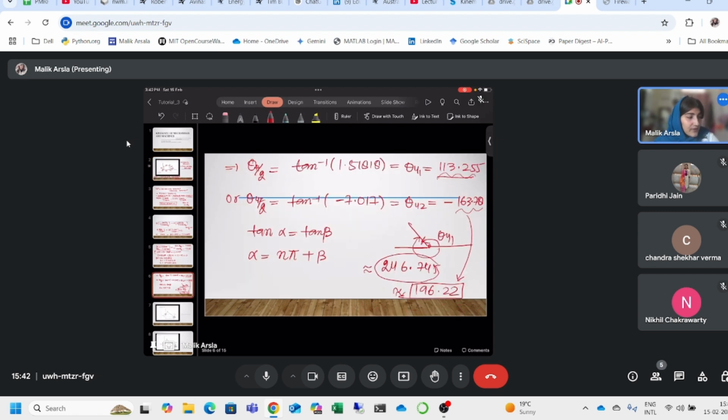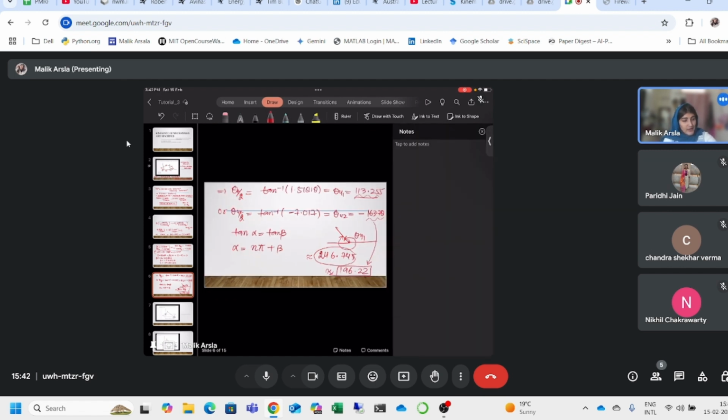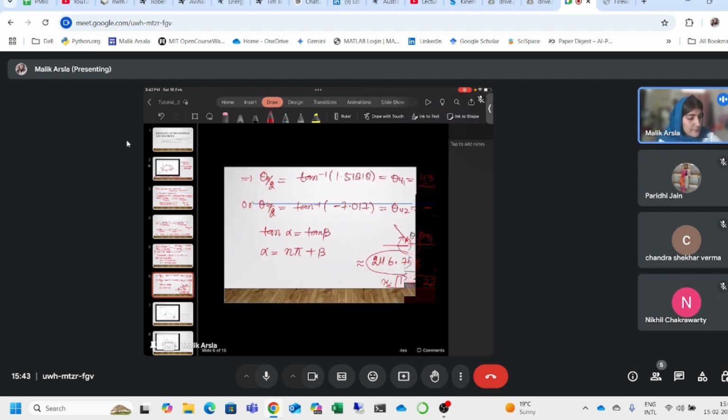Okay, so this will be your angles. Any doubt till here? So this you're measuring in clockwise, so it's positive. When you measure it in anti-clockwise direction, you will keep a minus sign with it, just to denote the direction in which you have measured.